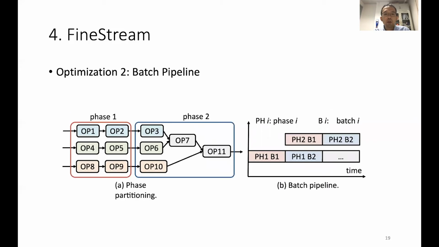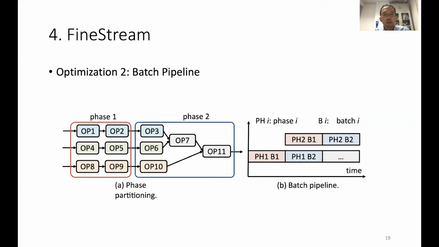The second optimization is batch pipeline. We can also partition the DAG into phases and perform co-running in pipeline between phases for processing different batches. For simplicity, in this part, we assume that the number of phases in the DAG is 2. Please note that when the platform has enough resources, the pipeline for operators can be deeper. We show a simple example in this slide.